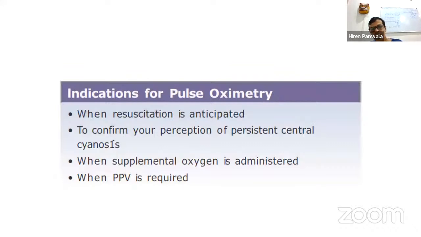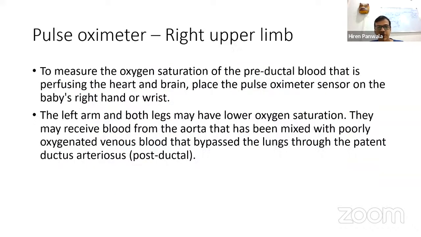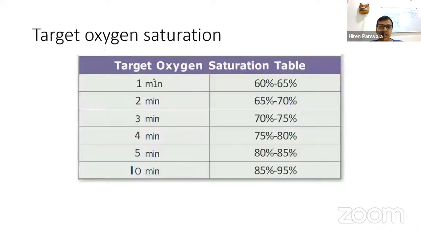As we have discussed before, when do we need a pulse oximeter? If we are anticipating resuscitation, to confirm the perception of cyanosis, if you are giving oxygen, if you are starting positive pressure ventilation, definitely we need to have a pulse oximeter on in these four scenarios. So we have discussed this in detail.